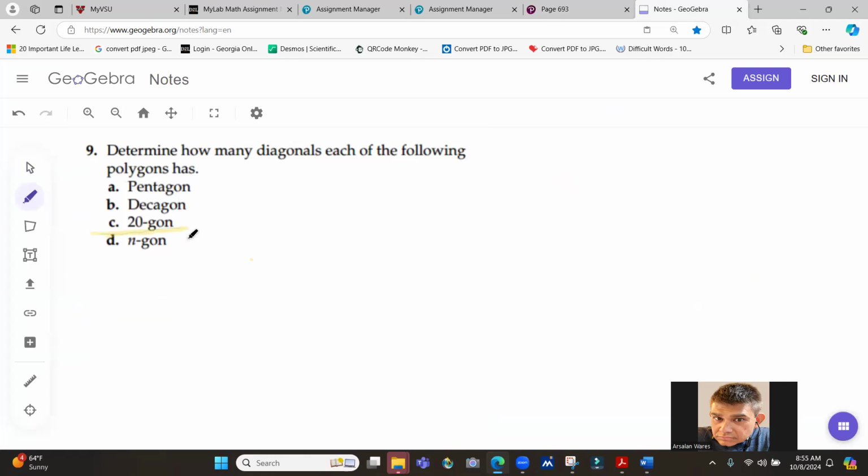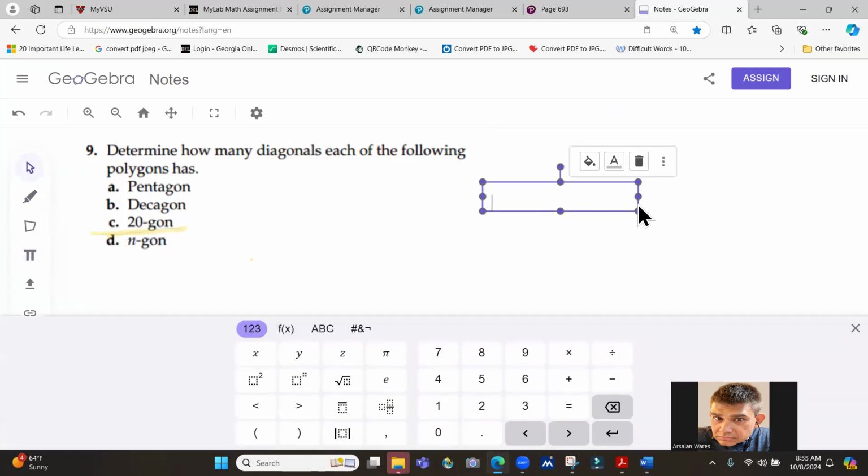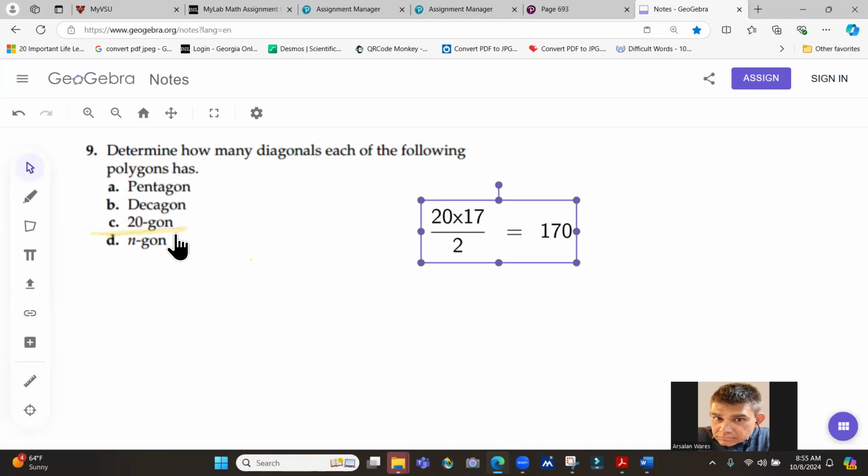Okay. How many diagonals? The polygon has 20 sides. Through each point, I can draw 20 minus 3, that is 17 diagonals. There are 20 points, so multiplied by 20. And that is not correct. You have to divide it by 2. And if you use your calculator, you're going to get 170 diagonals. The answer to part C is 170.